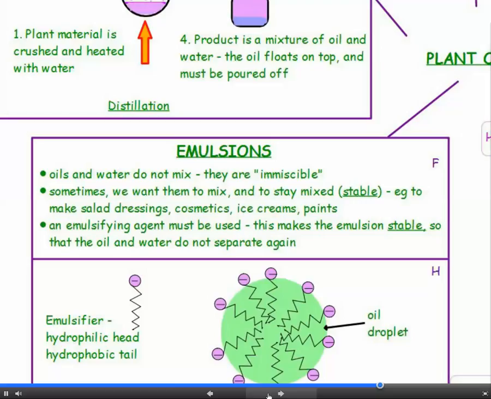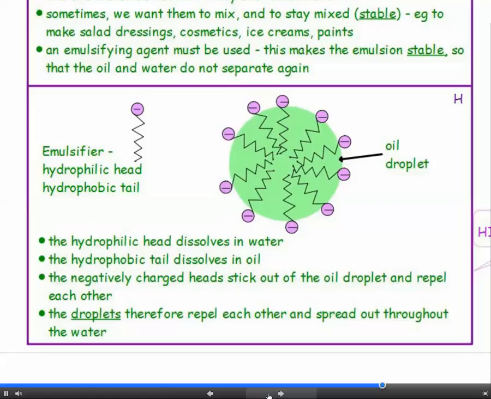So to keep them mixed, to stay stable, an emulsifying agent must be used. This makes the emulsion stable so that the oil and water don't separate again. Higher tier candidates need to be able to explain how emulsifiers work.